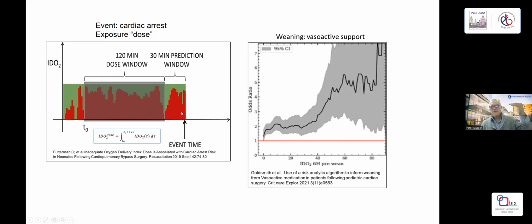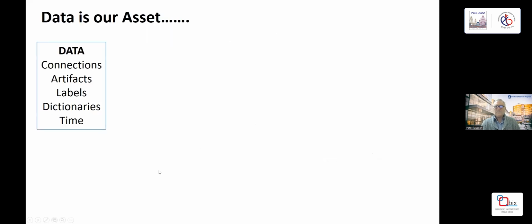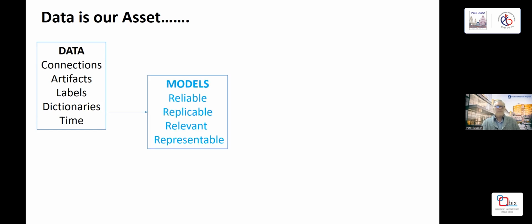And as we wean, if the IDO2 stays low, then we continue to wean. It allows us to get off of these drugs quicker and then accelerate the care of patients. So data is our asset. In critical care, make sure you've got the right connections, understand artifacts, understand that there are problems with labeling of the data, with dictionaries of the data, and the tables that are necessary. And understand that we have time series data, which is input and output bound. The models we develop need to be reliable, replicable, relevant, and represent the clinical situation that we're managing.